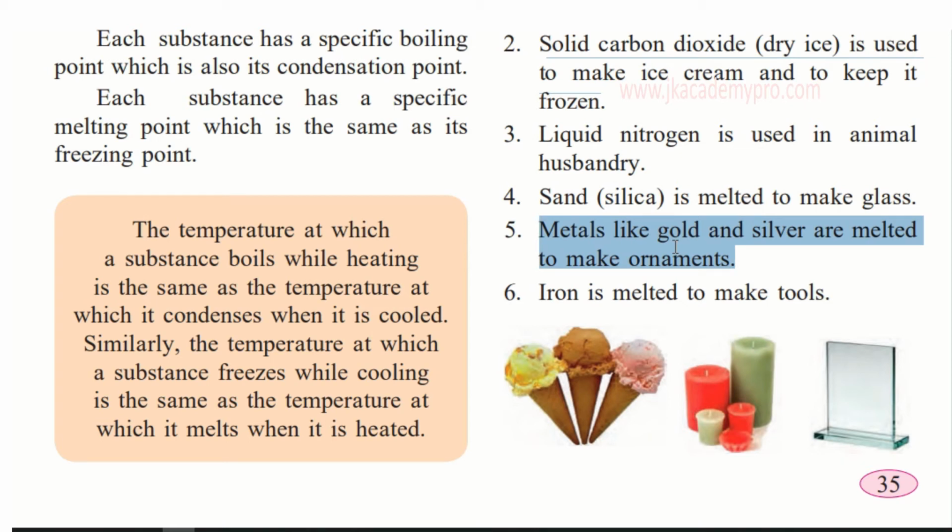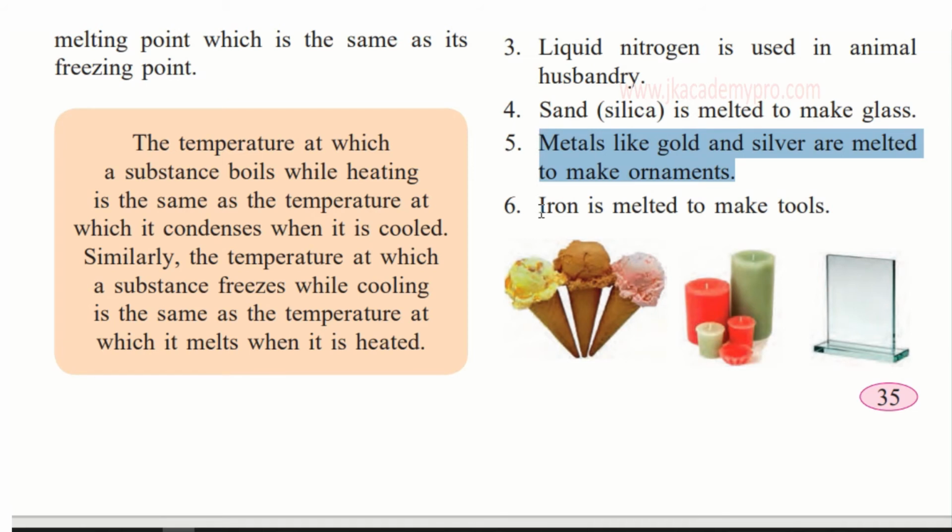Not only gold and silver, there are so many other metals. You get artificial jewelry and all that. So those are melted to make ornaments. And iron is melted to make tools, isn't it? So many of our things are made of iron. So these are the various uses that we can have, because these things change. When they change by heating or cooling, we can make them into the desired shape, or make good use of them for our uses.